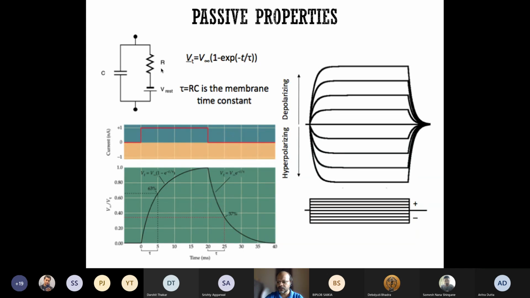Okay, so this brings us to the end of the first part, which is talking about passive properties of a cell. Passive property just means that the resistor is passive. It's not changing its value depending on the voltage or some other properties. It's a fixed thing. And if that is the case, if you inject current into a cell or into a neuron, its potential is going to either go up or down depending on the direction of the current, but the charging and discharging is going to be exponential.